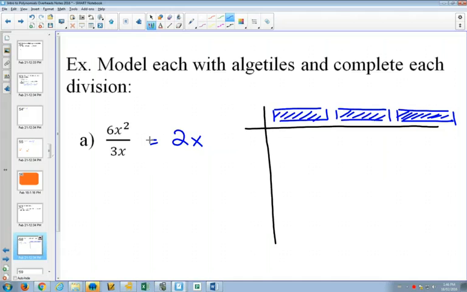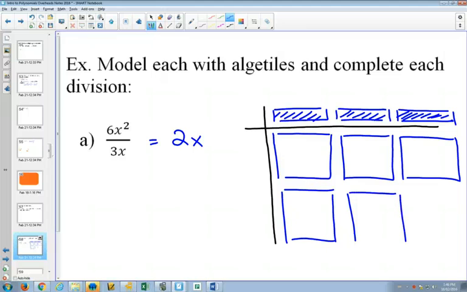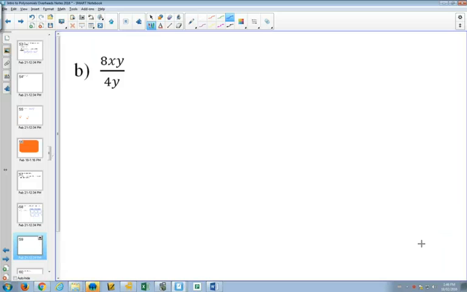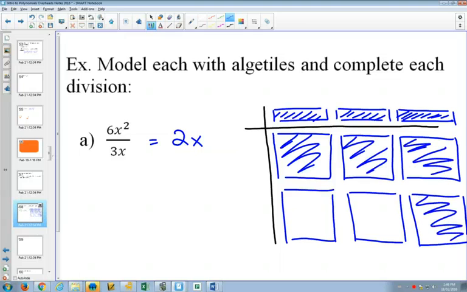And inside of our chart, we're going to make 6x squareds. We can only go up to the 3 x's to fit them in, so I have to make my next ones go underneath here. And these would be shaded in too.